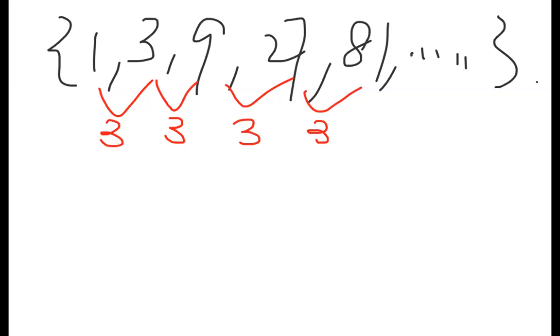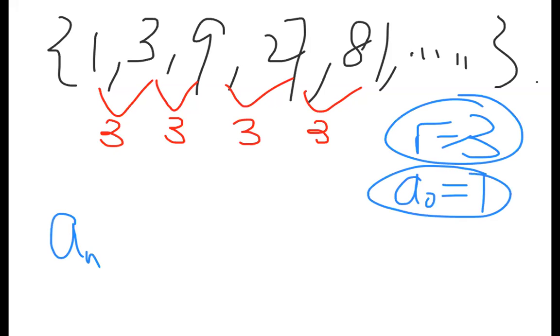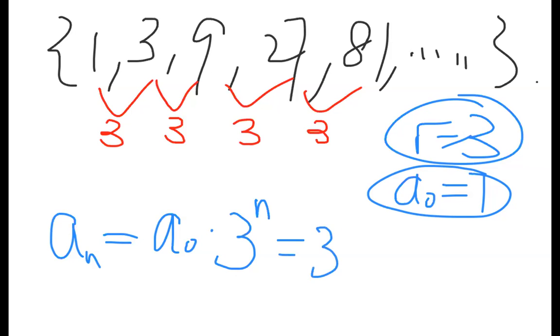So in this case, the common ratio is 3, and your starting term is 1. To write down the general term an, you apply n powers of 3 to a0, which is 1. So an is 3 to the nth power.